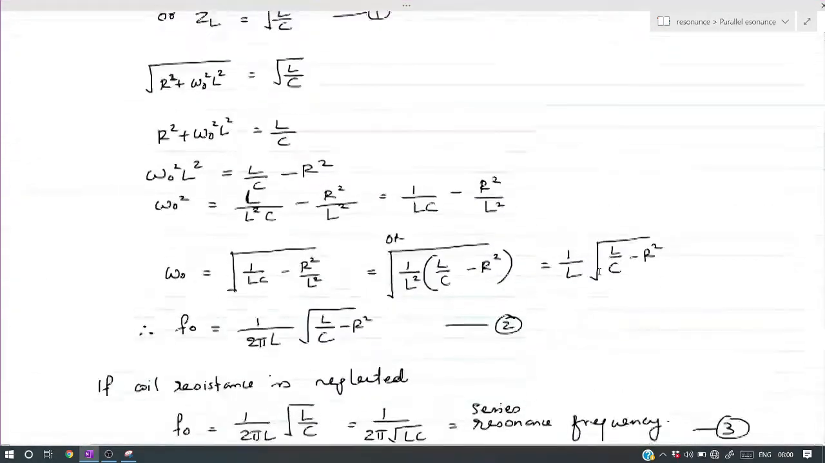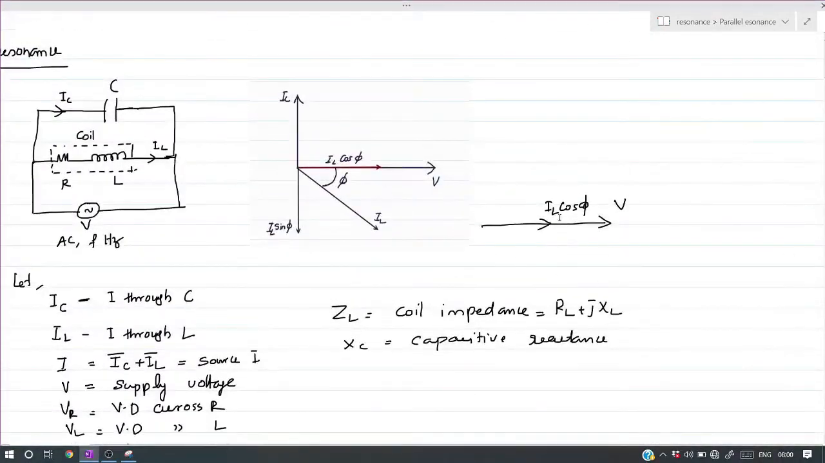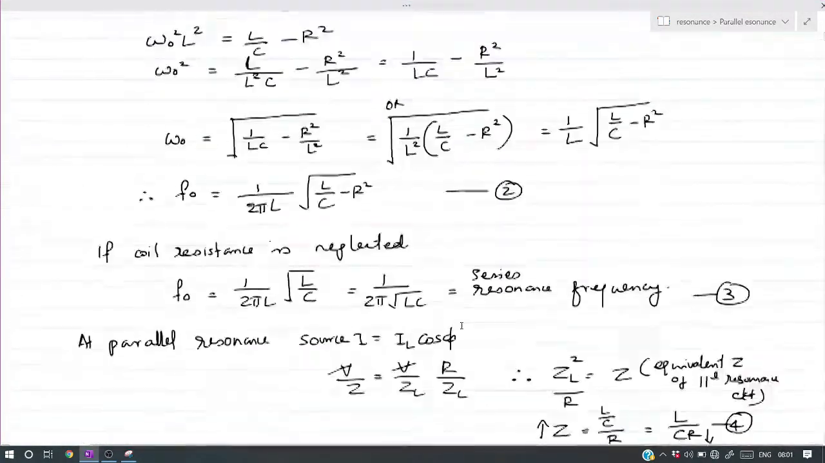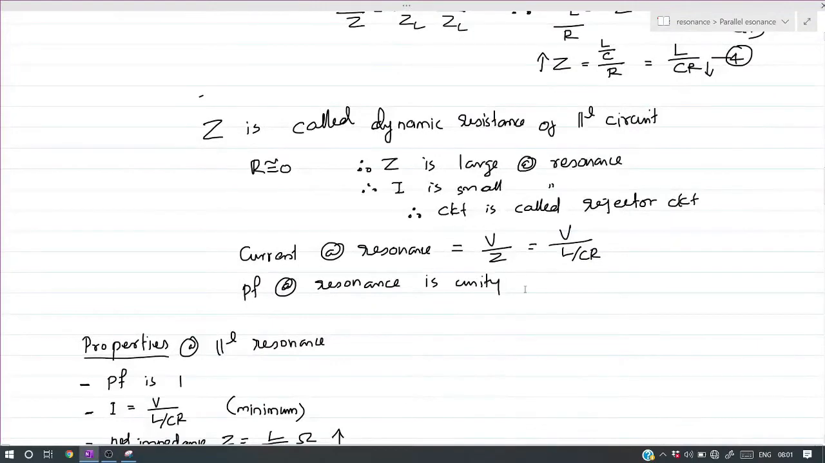And as I mentioned earlier, when we are seeing this phasor diagram, voltage and current are in phase under parallel resonance condition. As the angle between voltage and this current is 0, cos phi is 1 under parallel resonance condition. So the power factor of operation under parallel resonance condition is unity.